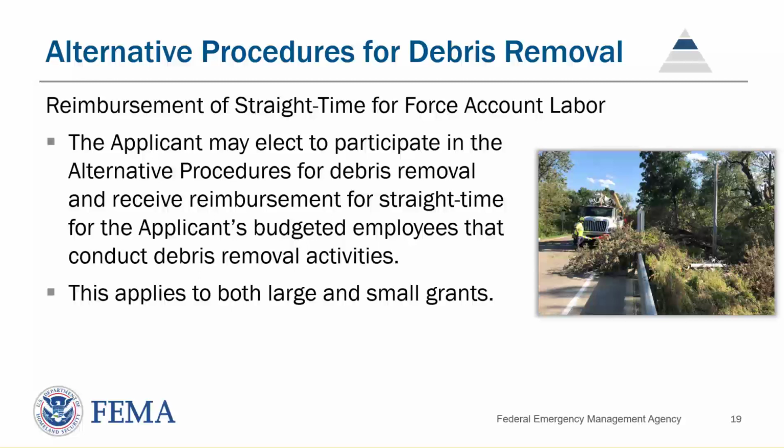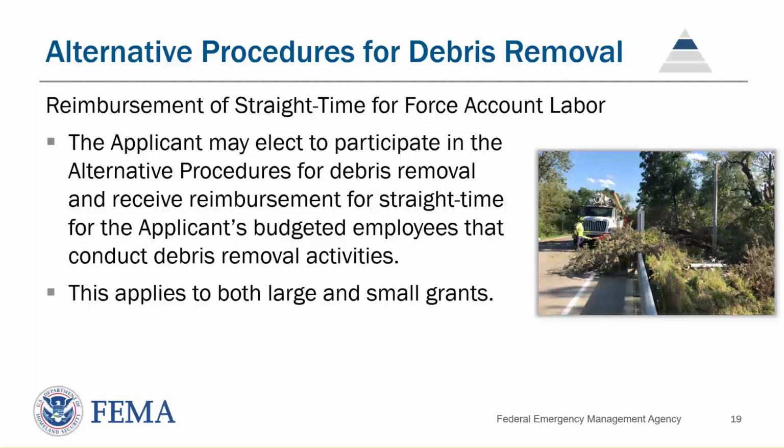For budgeted and unbudgeted employees, when we talk about straight time and overtime, generally for emergency work, so that's category A and category B, only overtime is eligible for budgeted employees, but straight time, so regular time and overtime, is eligible for unbudgeted employees. And there's a really great chart for that in both the PAPPG version 3.1 and the PAPPG version 4.